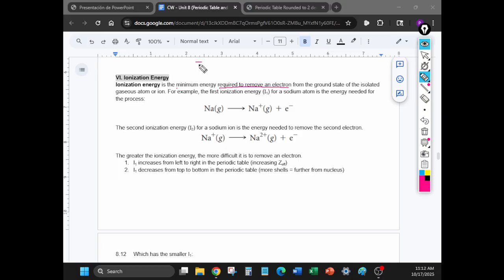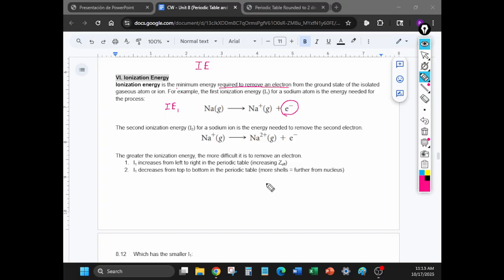Okay, I abbreviate ionization energy as IE. So if I write IE, just know it means ionization energy. Now, there are different types of ionization energy. There's numbers that go along with it. So, for example, right here, this is the IE1, first ionization energy, because it is the amount of energy required to remove the first electron from sodium.